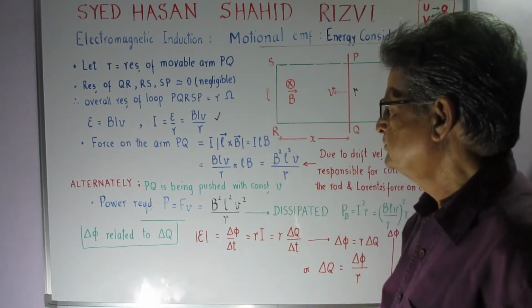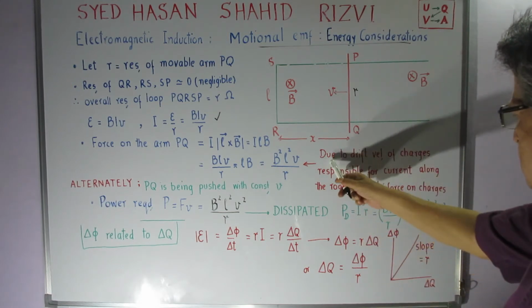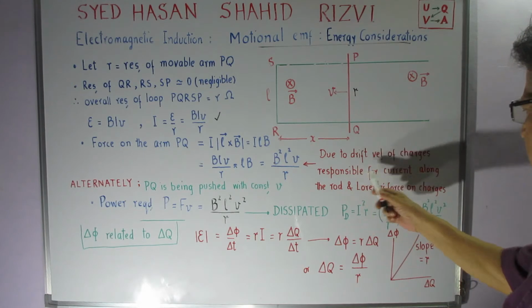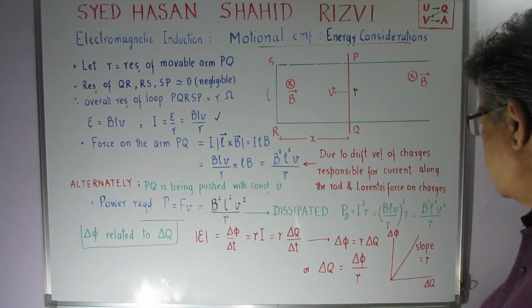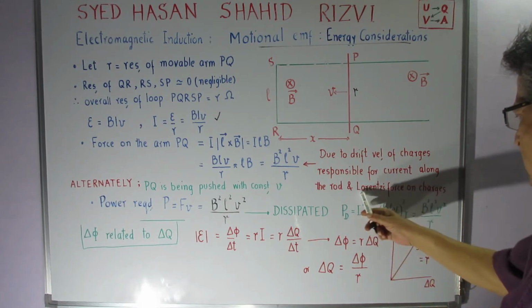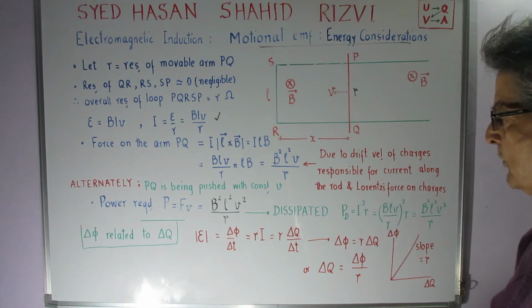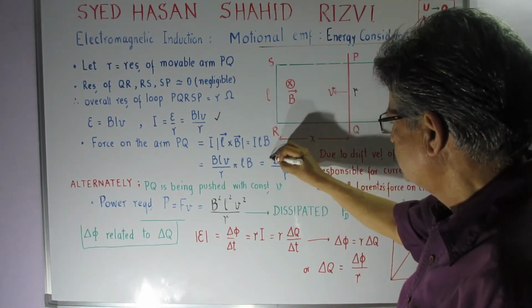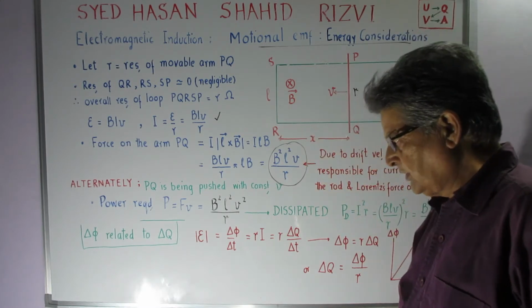And this force on the arm PQ is due to the drift velocity of charges responsible for the current along the rod, and the Lorentz force on these charges. So we get this relation. This is one method.